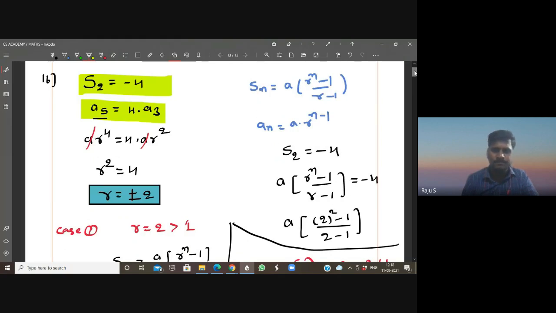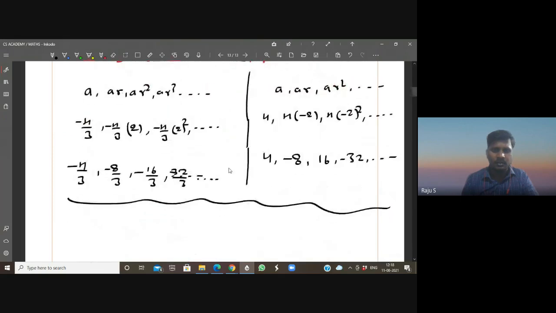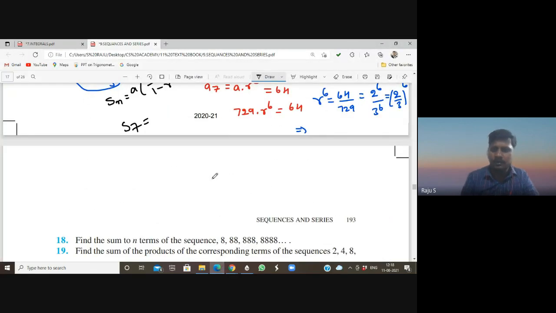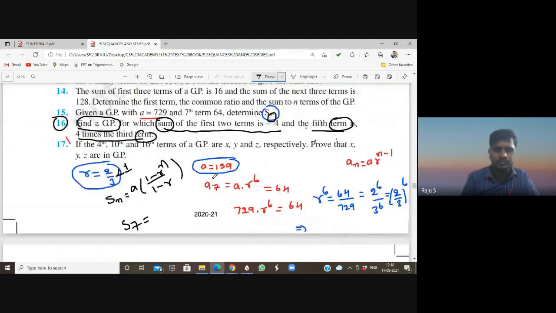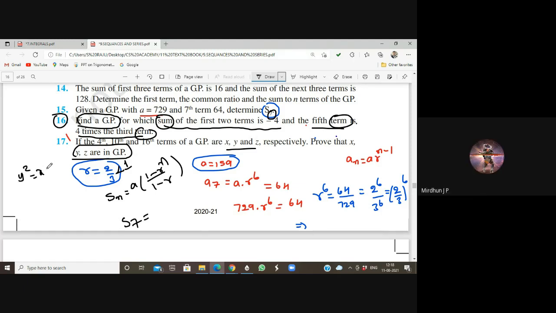Firstly, clear. I think it's very clear. Next question. The fourth term, 10th term, 16th term of a GP are x, y, z. Prove that x, y, z are in GP. For that you have to show y square is equal to xz. If both are equal, you can say x, y, z are in GP.